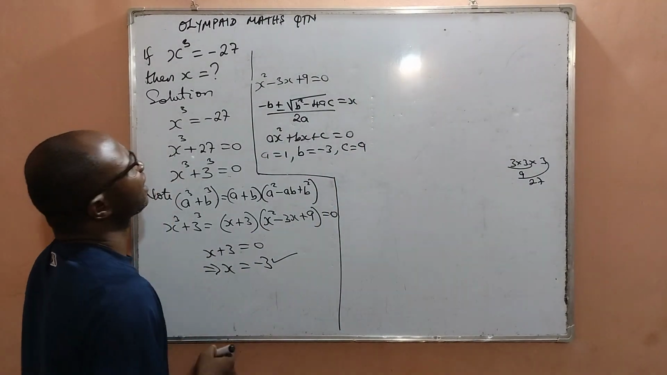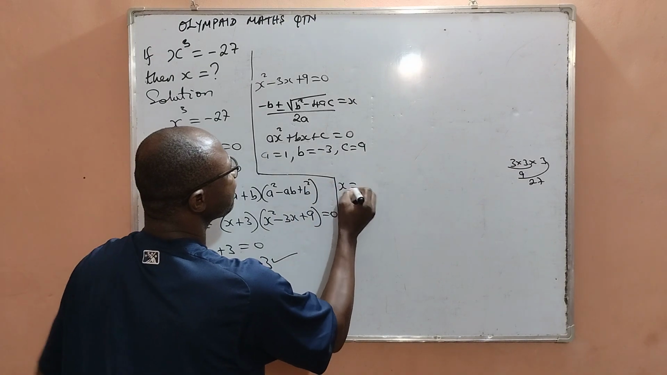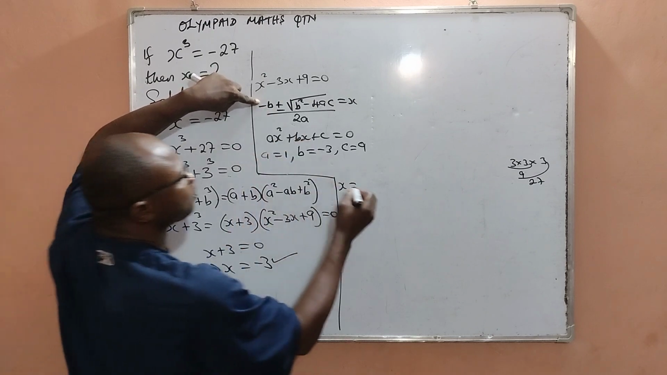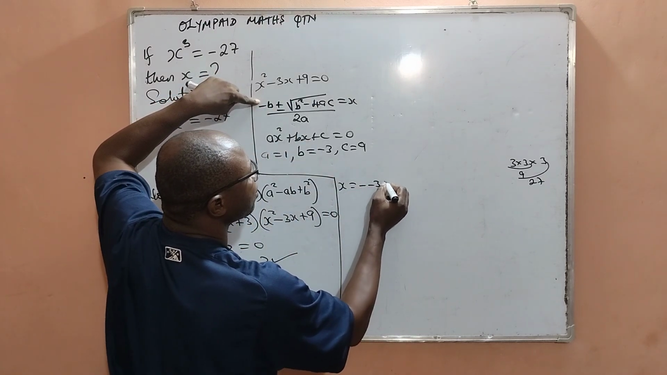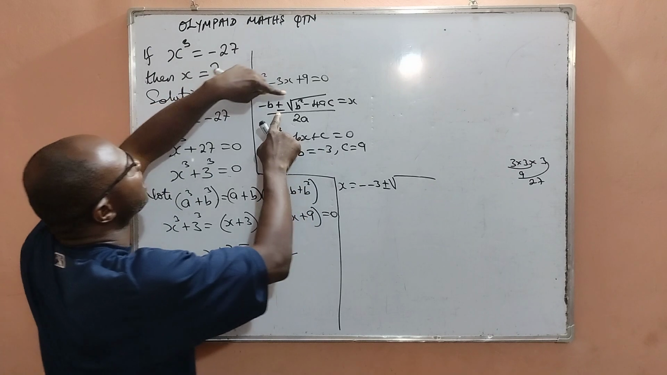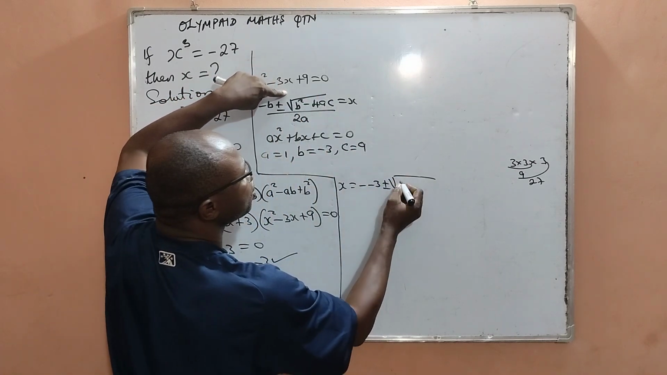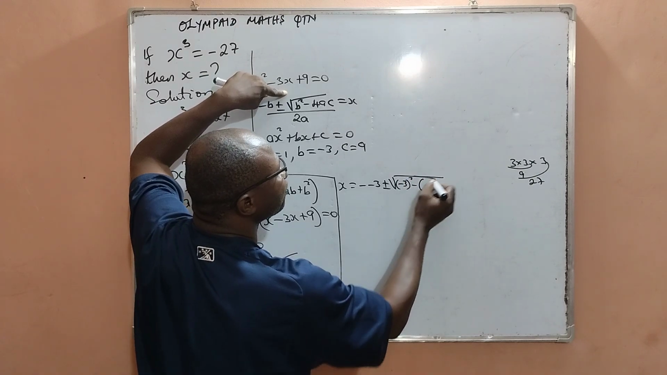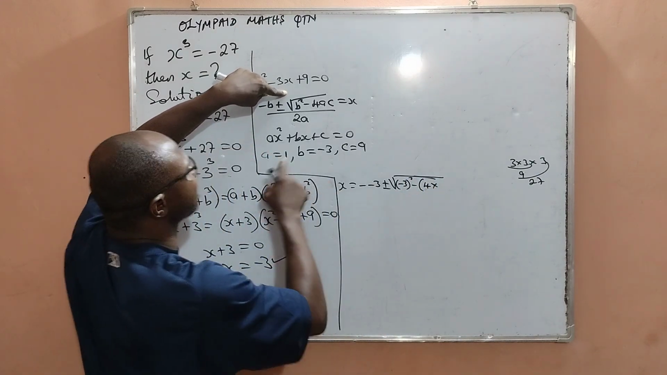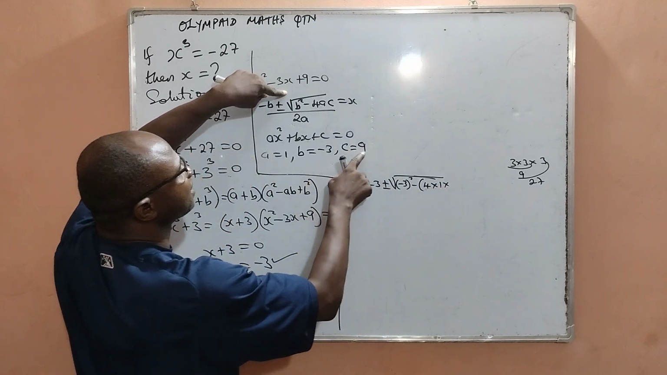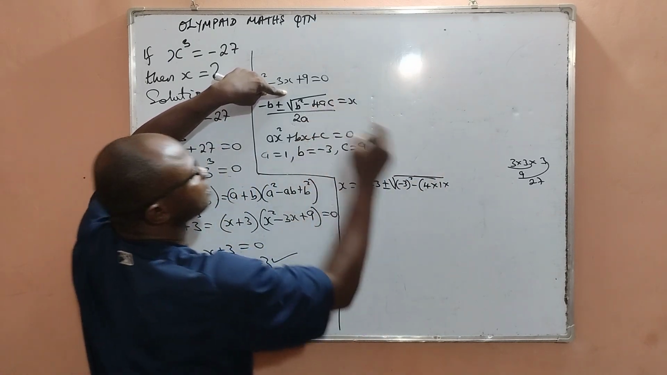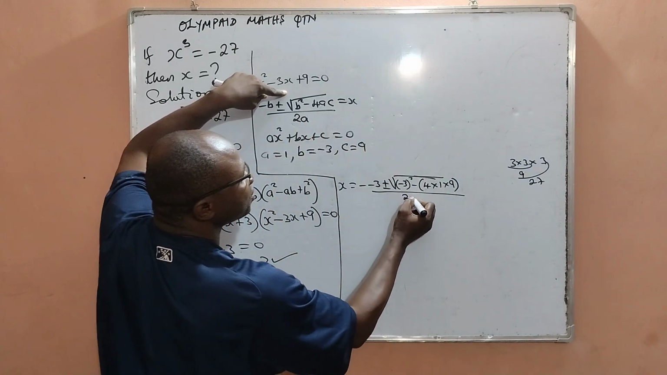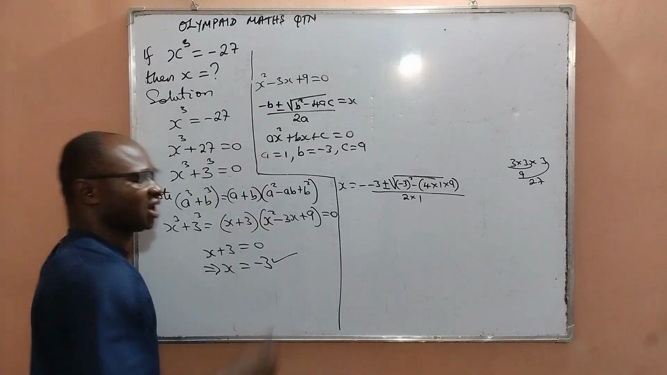I hope it is very clear. Now, looking for x from the formula, b is minus 3. So the formula here, minus b, will now give me minus 3 plus or minus, according to the formula. Then the square root of b squared, which is minus 3 squared, minus 4ac. A here is 1 multiplied by c, and c is 9. Everything divided by 2a, that is 2 multiplied by 1, since a is 1.